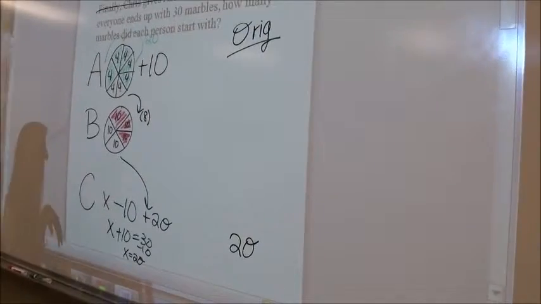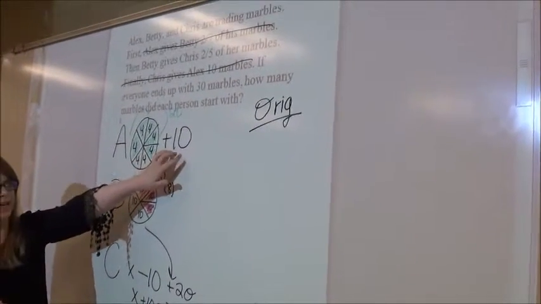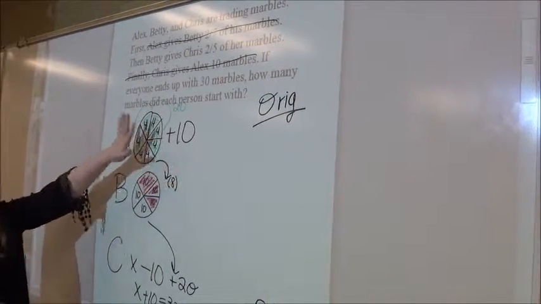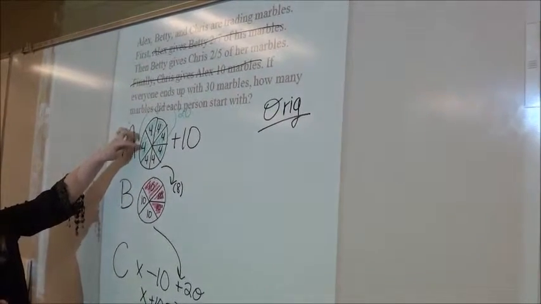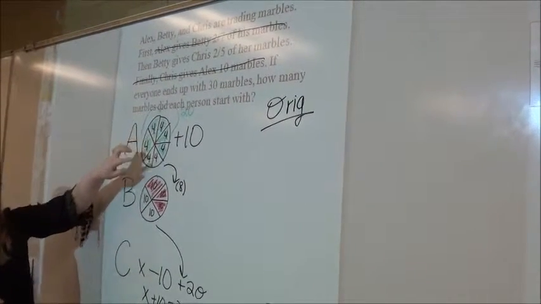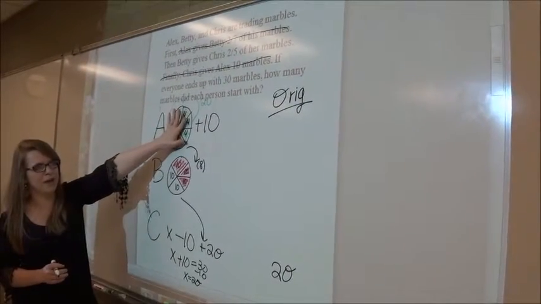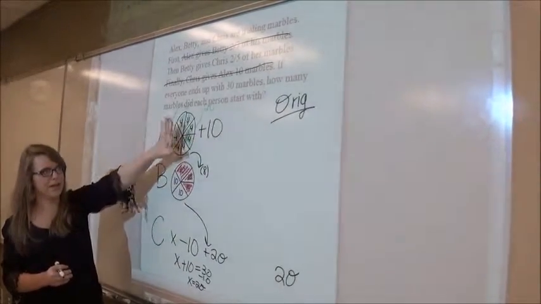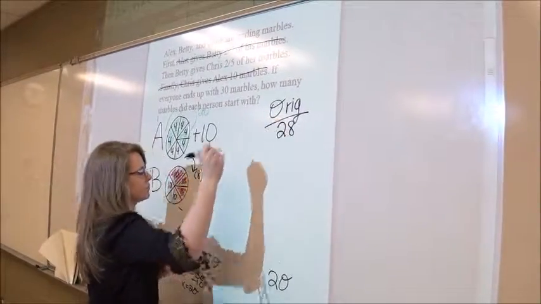Alright. Originally, up here, Alex gained 10. That was his only shift. He gave some away, but he gained 10. So this is his original pie. So if we count these up, 1, 2, 3, 4, 5, 6, 7, 4 times 7 gives us 28. So originally, he only had this pie. Before he gave any pieces away, before he got any, he only had this. So that means he had 28 marbles to start with.